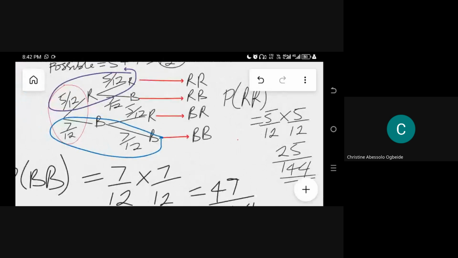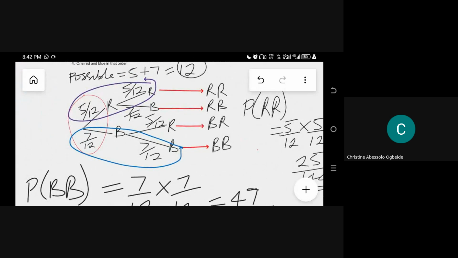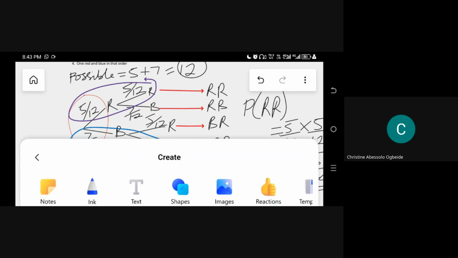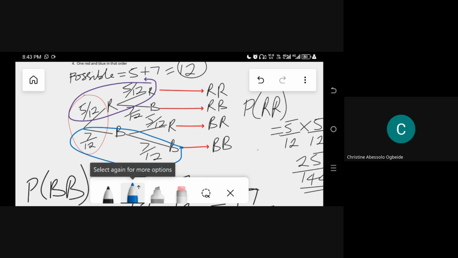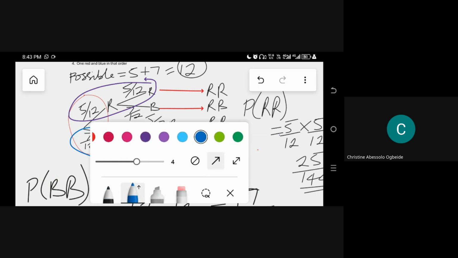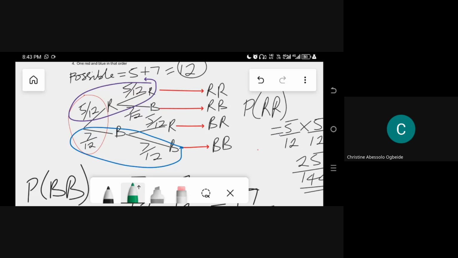So for red and blue, you see it's 5 over 12 times 7 over 12. Look at it there, red and blue. Let me circle it with green, red and blue. This is red and blue, circled in green. Probability that the first is red and the second is blue. That's the part circled in green. So 5 over 12 times 7 over 12.